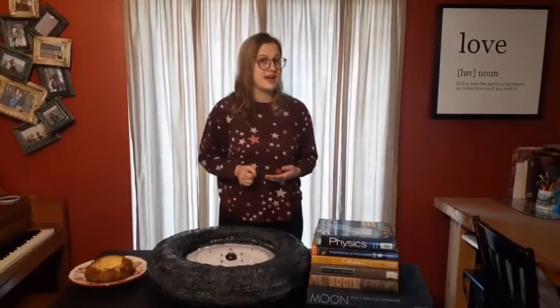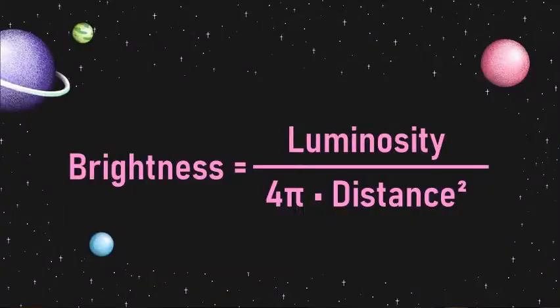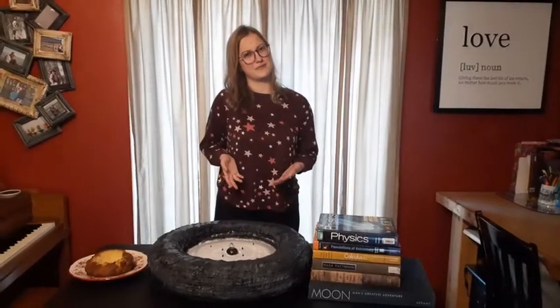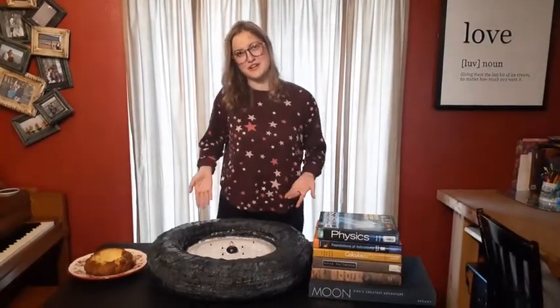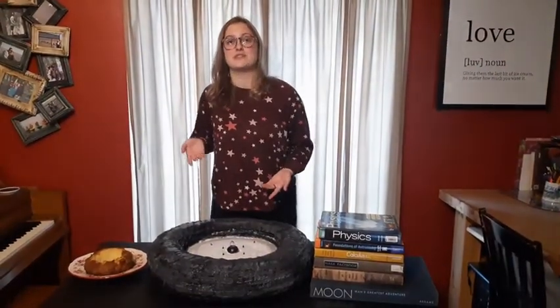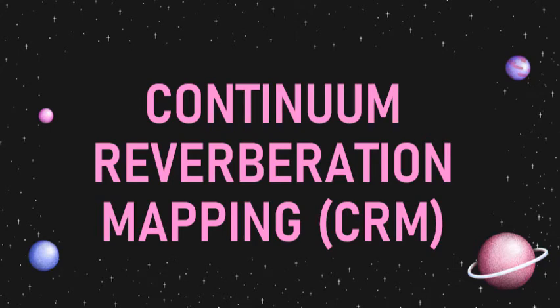Once we have its luminosity, we can find the distance by using the equation brightness equals luminosity over 4 pi distance squared, where distance is the distance to Earth. So now the question becomes, how do we find the size of the accretion disk? Well, the answer is through continuum reverberation mapping, or CRM.